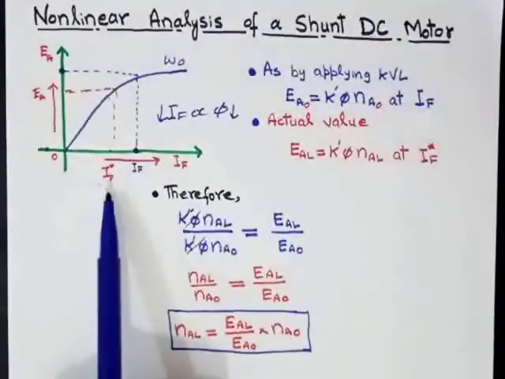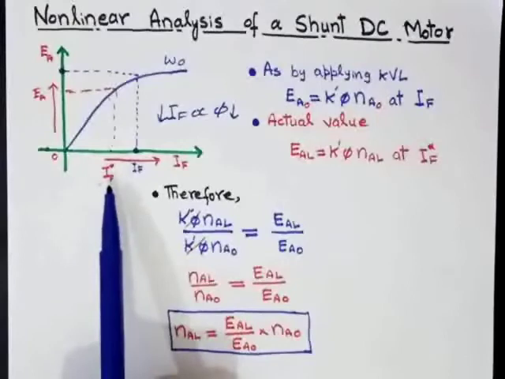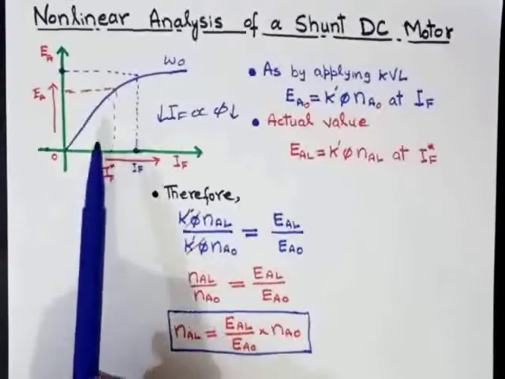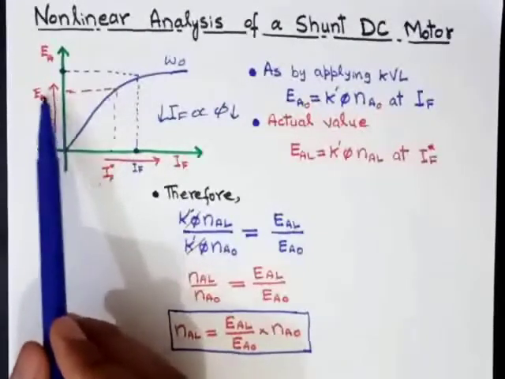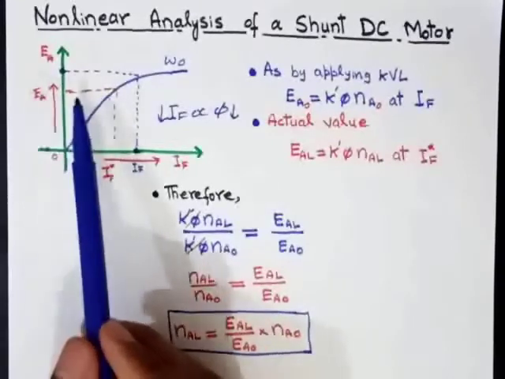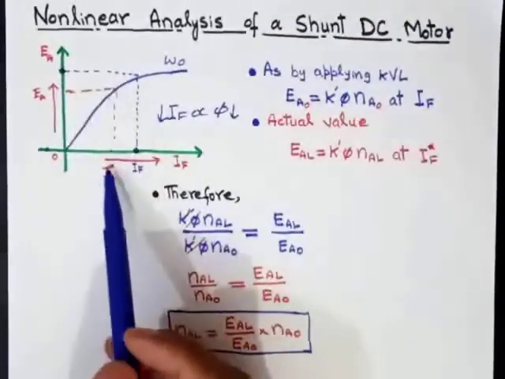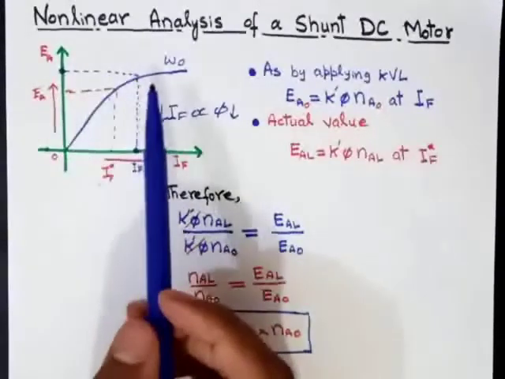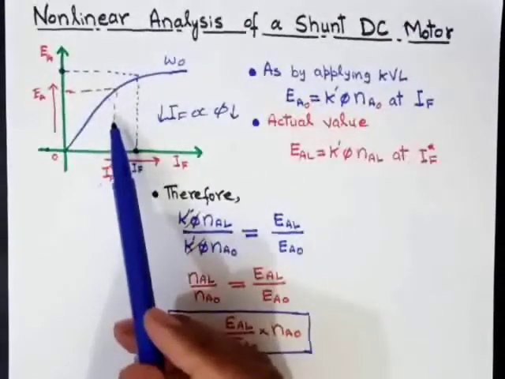The importance of IF static is that because of the flux reduction, IF static will reduce. So this is the IF static. When the field current reduces, the internal generated voltage will reduce as well. This is the actual internal generated voltage after the armature reaction. These will be the actual values of IF and internal generated voltage. These are the no load values, as you can see in this magnetization curve.